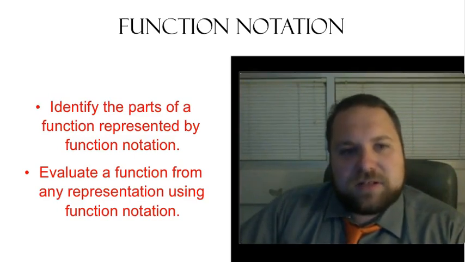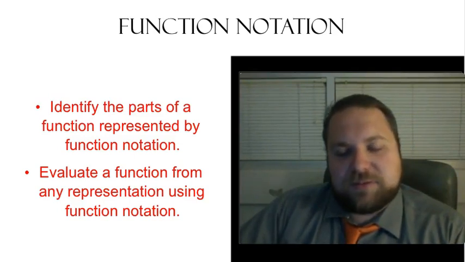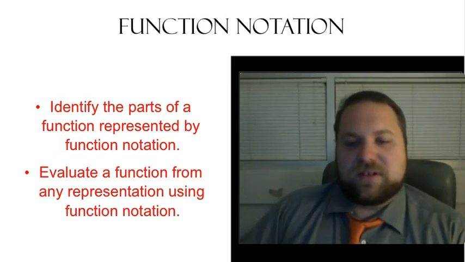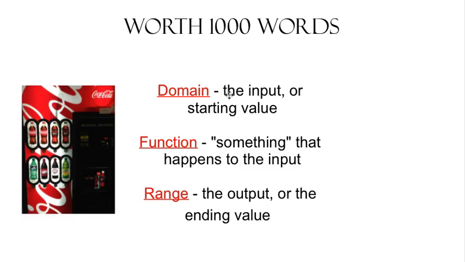In this video, we're going to be identifying the parts of a function as represented by what's called function notation, and we're going to evaluate functions from whatever representation we'd like using function notation. So if we look at a vending machine and we talk about the parts that are really important to us, the parts that really stand out are the part where you put in money, the part where you push a button, and the part where whatever food or drink you want comes out. All the other stuff really is kind of inconsequential.